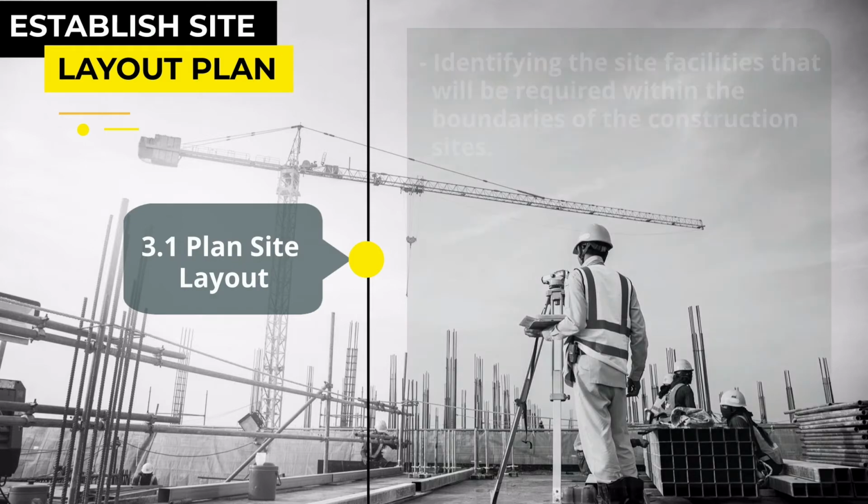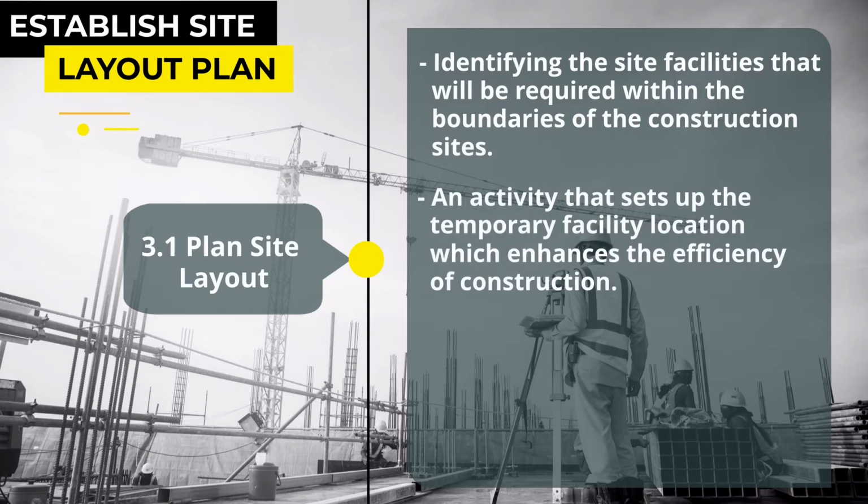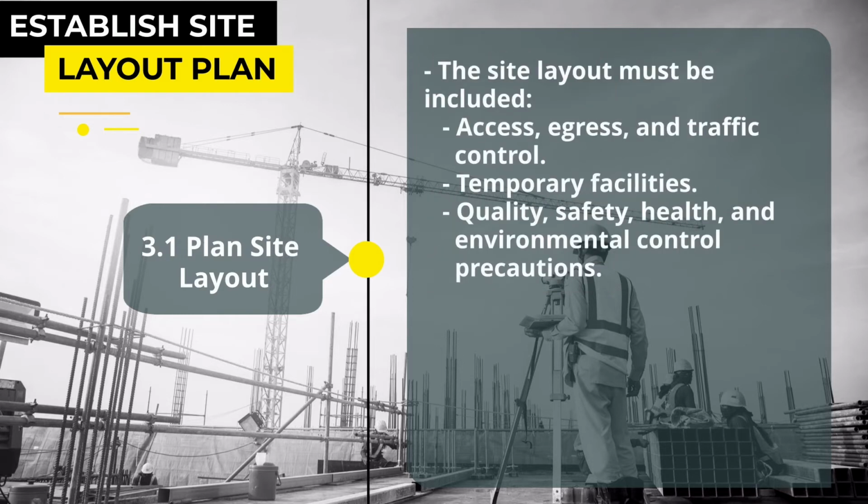First, we must plan the site layout by identifying the site facilities that will be required within the boundaries of the construction site by the main contractor. The plan of the construction site is an activity that sets up the temporary facility location, which enhances the efficiency of construction. The site layout must include access, egress, and traffic control. Temporary facilities such as site accommodation, site office, storage for materials, plant and machinery location, maintenance yard, security office, canteen, toilet, and many more. Lastly is quality, safety, health, and environmental control precaution by site safety supervisor, safety and health officer, and environmental officer.